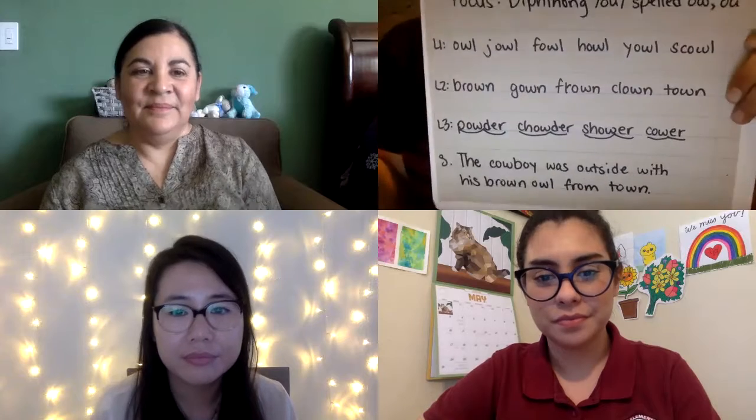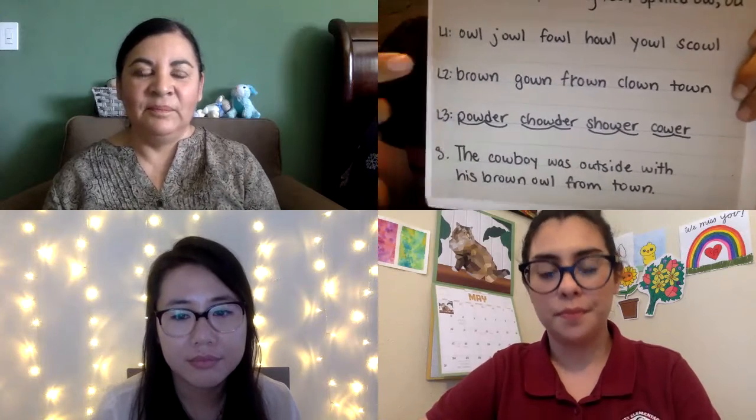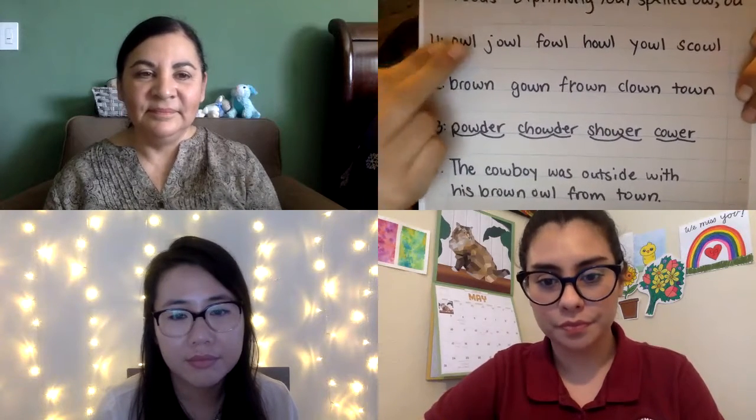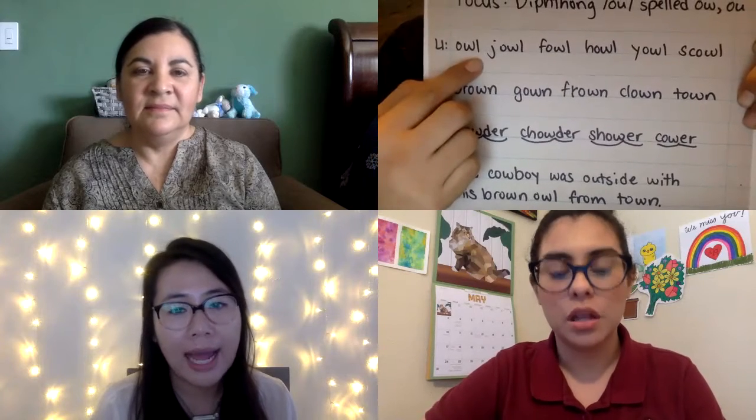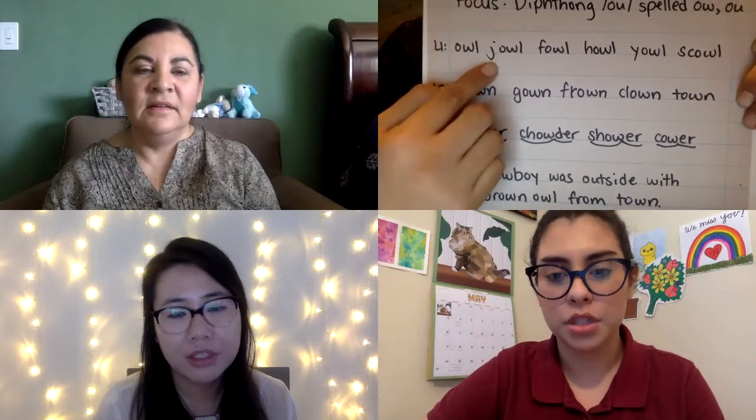And remember, we're going to do sound by sound and then blend it through. Ready, teachers? Here we go. Sound. Ow. Sound. Ooh, blend it. Ow. Next word. Sound. J.